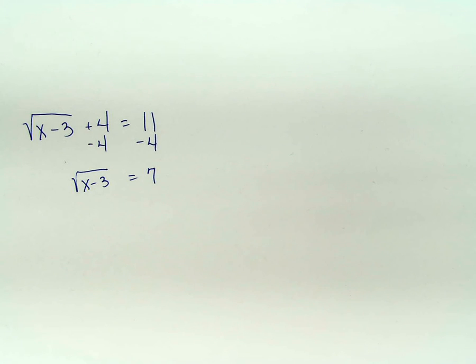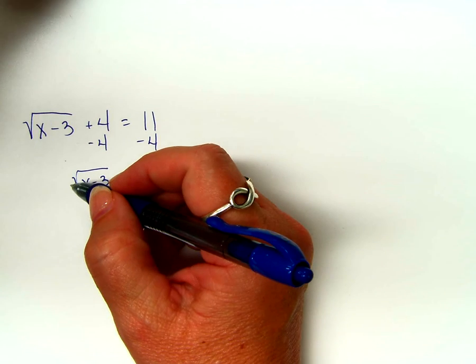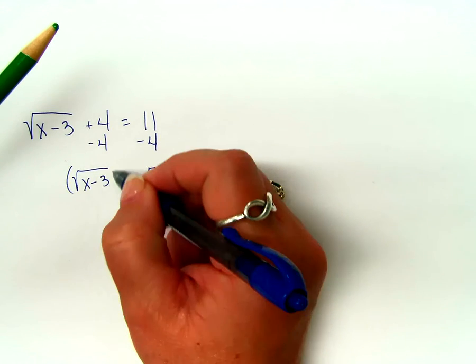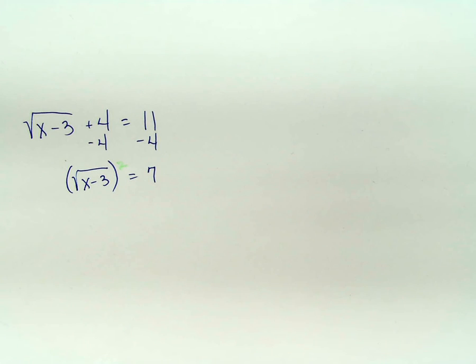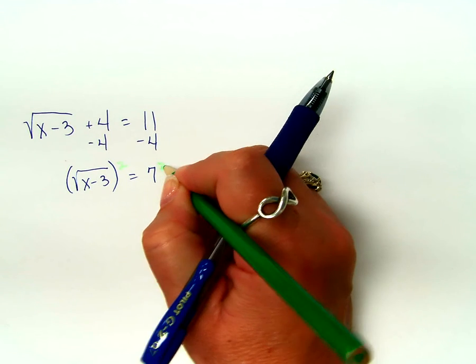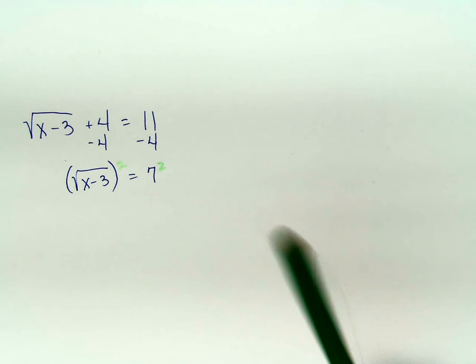Is the radical isolated? Good. How do we undo a radical? Well, this is a square root, so we want to square it, right? When we square it, what do we square? So like that, we just square it. Oh, both sides, okay? Square it. So both sides are squared.